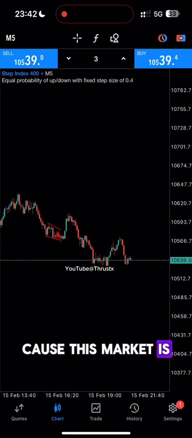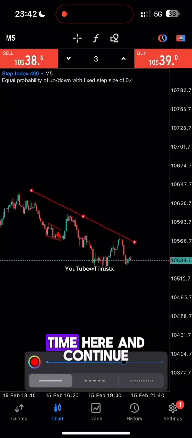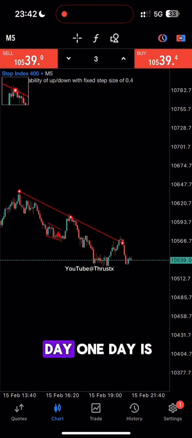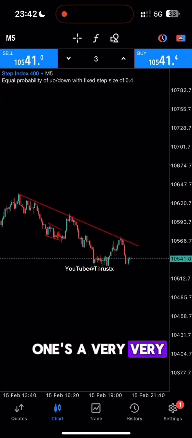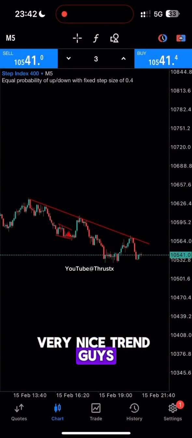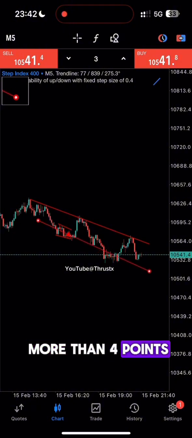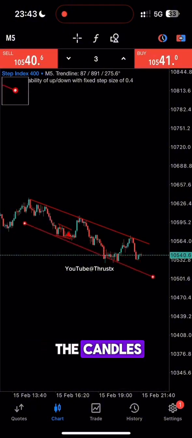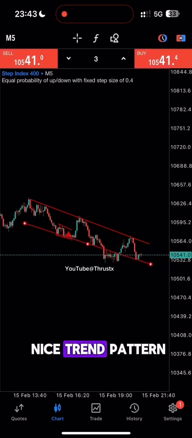Because this market is just too much for us, guys. You know that you won't spend much time here and continue to survive. One day is one day. So this one is very nice. This is a very, very nice trade, guys. If you check the top trend, it is more than 4 points touching on the top of the candles. Now we are joining on the bottom, revealing a very nice trend pattern.